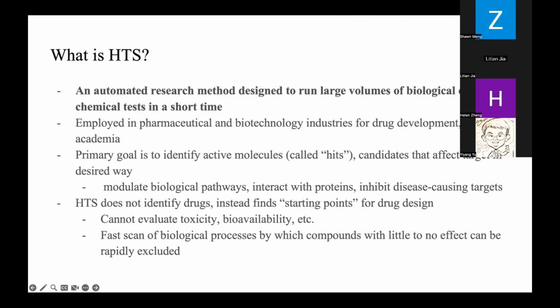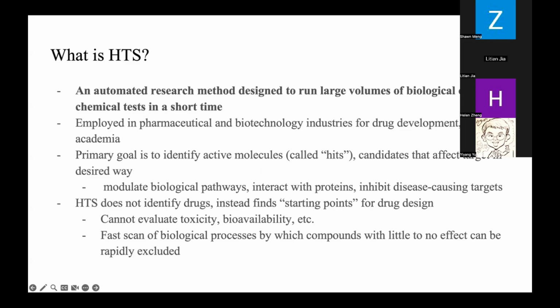And then the primary goal of HTS is basically to identify active molecules called hits or leads, which are basically candidates that affect targets in a desired way. This could be we want them to modulate certain biological pathways, interact with proteins, or inhibit certain disease-causing targets.